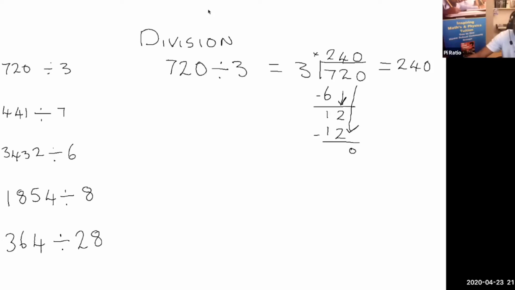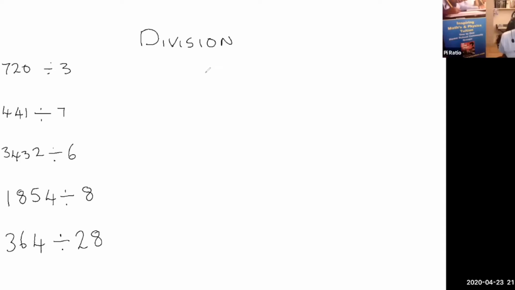So let's look. We'll clear the board. A few moments later. So the next one is 441 divided by 7. The way you do that, the 7 goes on the outside. The 441 goes under the bus stop. 7 into 4 doesn't go, so you don't put a 0. You just join it with that one. 7 into 44 goes 6. 6 times 7 is 42.